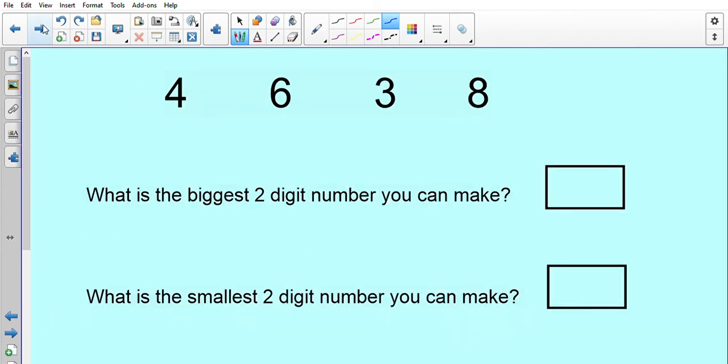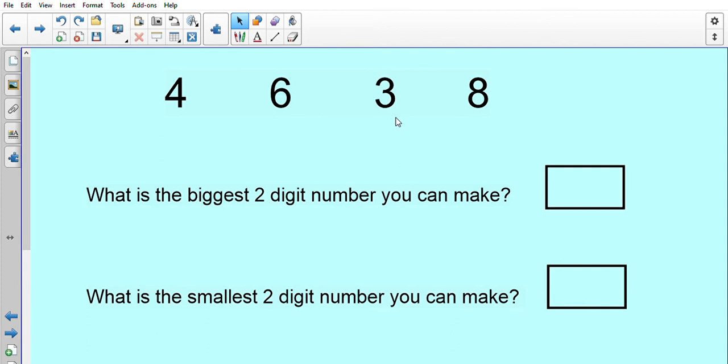So I've got 4 digits. We've got number 4, number 6, number 3 and number 8. And we're going to make some 2-digit numbers. We're only allowed to use these digits and we're only allowed to use them one time. What's the biggest 2-digit number you can make?